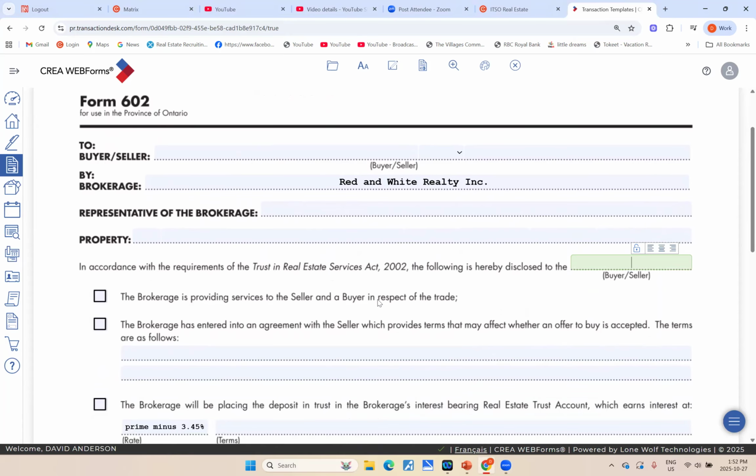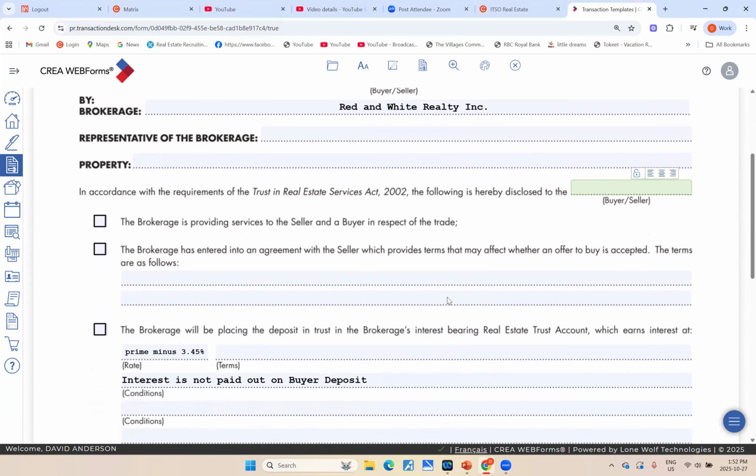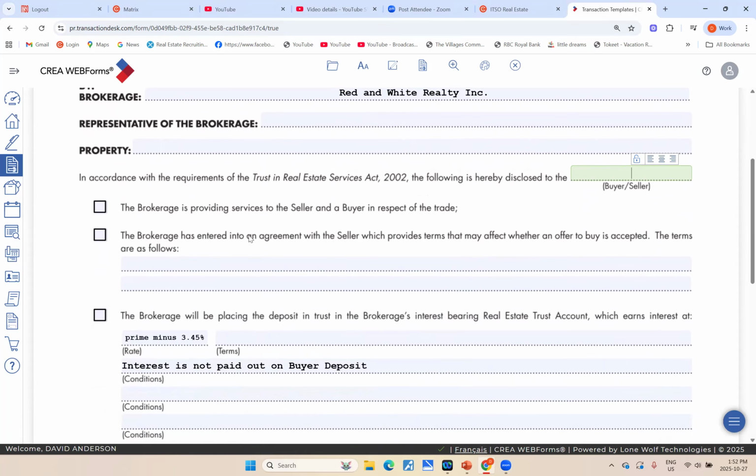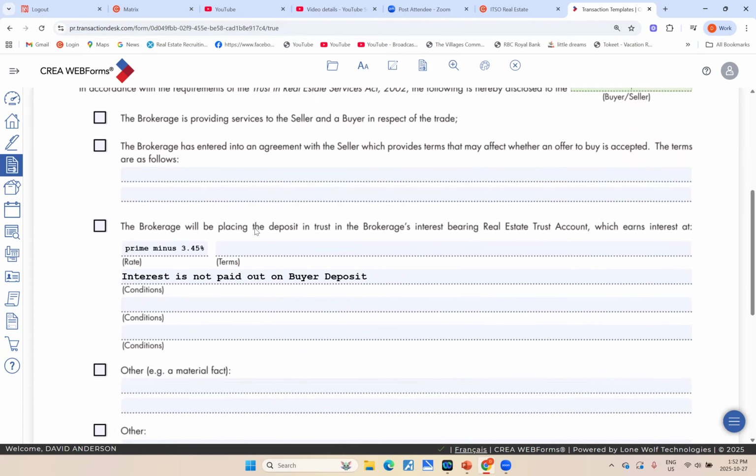Brokerage providing service to the seller and buyer in respect of a trade. We're not doing that. The brokerage has entered into an agreement with the seller which provides terms that may affect whether an offer to buy is accepted. The terms are as follows. This might be that you're going to reduce your commission if you double end the property, that type of thing. You can put that there. Here's the disclosure that the brokerage is making.